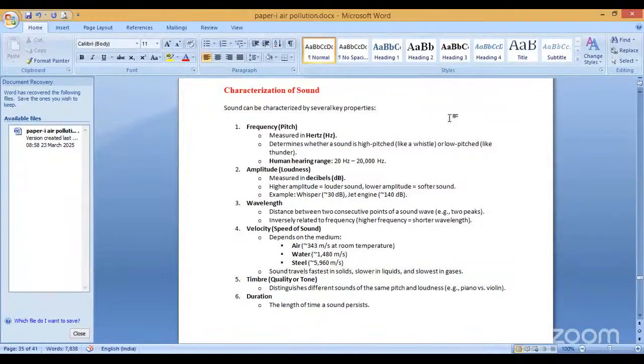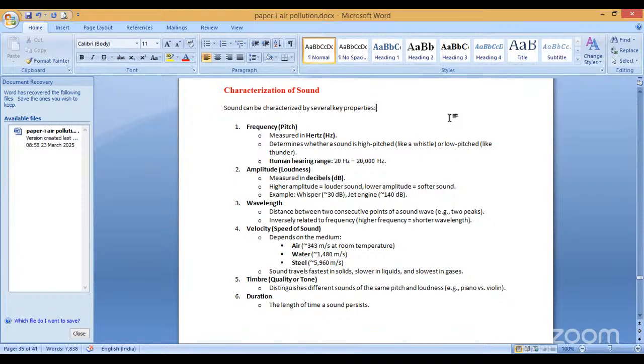The next one is amplitude, or loudness. Amplitude is nothing but loudness, measured in decibels. A higher amplitude equals a louder sound, and a lower amplitude equals a softer sound. Example: a whisper is 30 decibels, while a jet engine is 140 decibels.